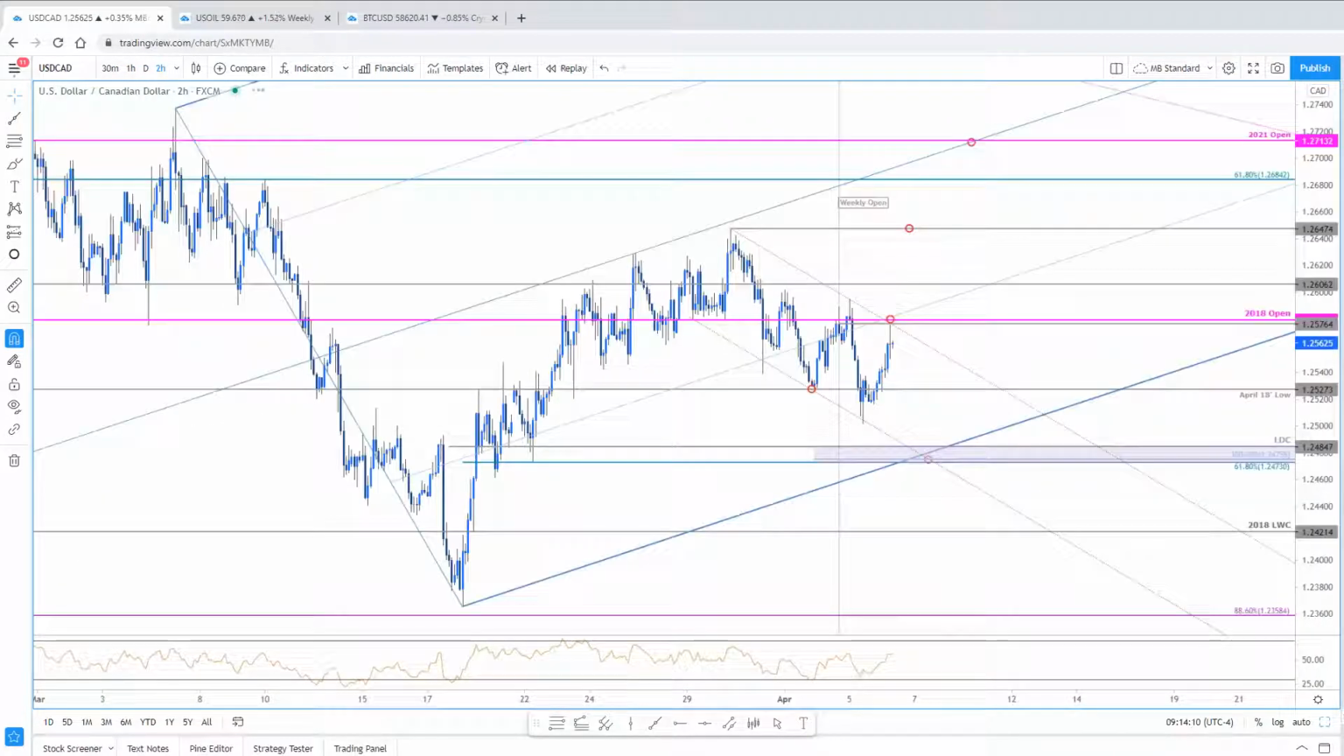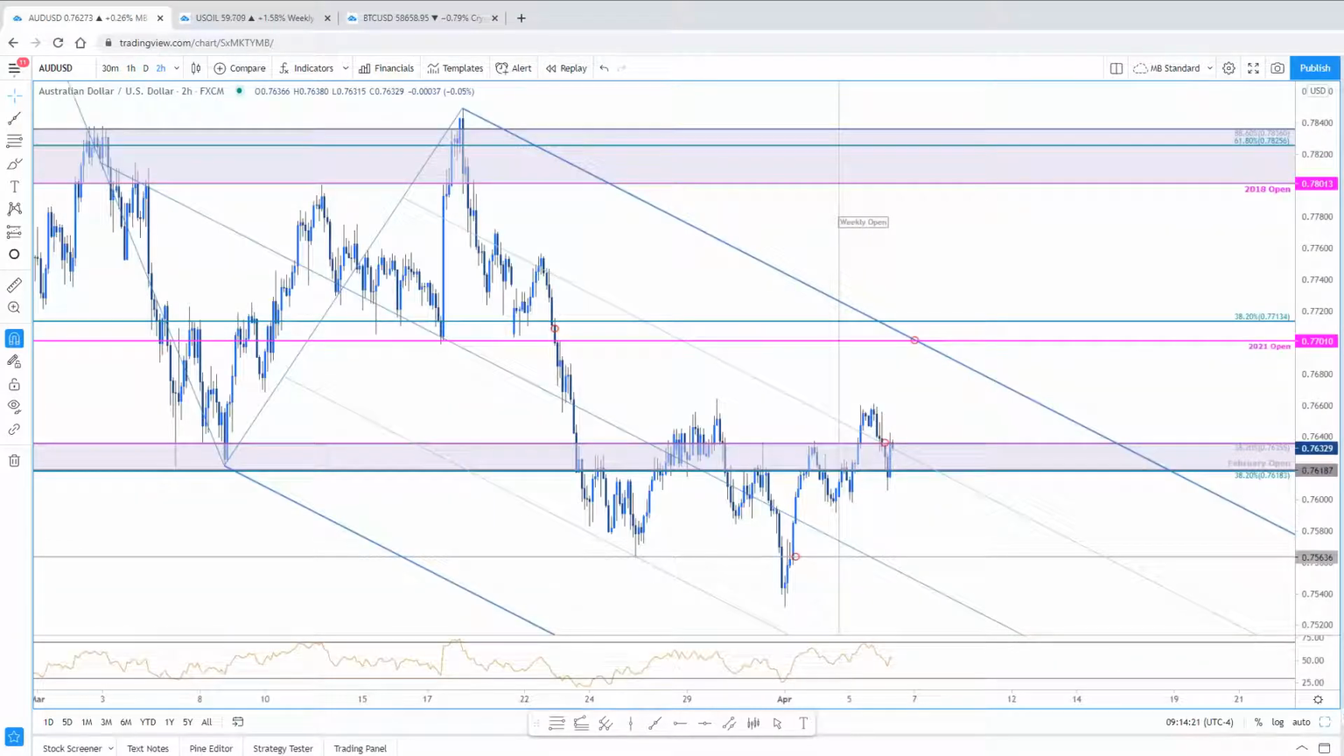Any other questions, guys? If not, we'll go ahead and wrap it up there. Keep your eyes on dollar CAD. Keep your eyes on the commodity block in general. Aussie and Kiwi have all been something I've been watching very closely, especially as we get deeper into this week.